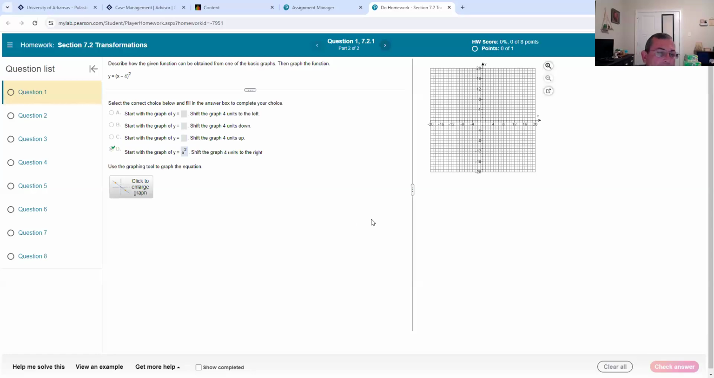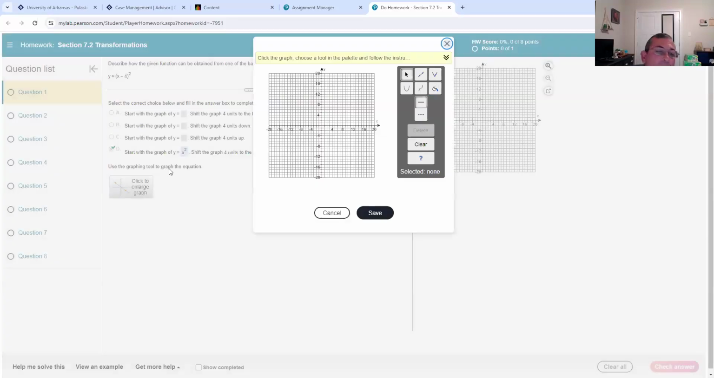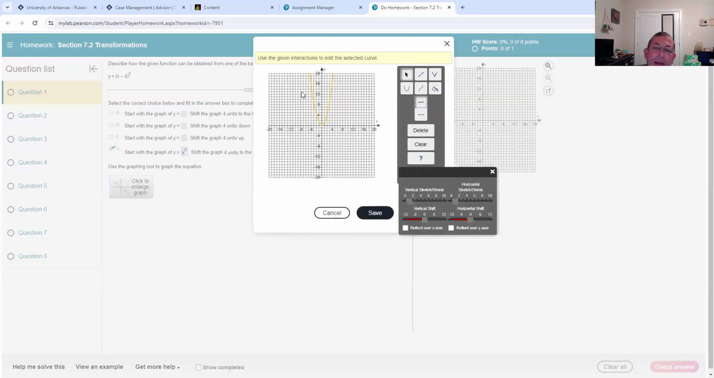So now you're going to check that answer. And it's going to want us to graph it. So at this point, we click on enlarge graph. Now this is going to do all the moving to us. So what we got to do is pick out which one of these looks like the x squared graph. And that's going to be your U-shaped quadratic tool. You're going to click on that and then click anywhere on the graph. No matter where you click on the graph, it's going to start it out looking like our basic graph.